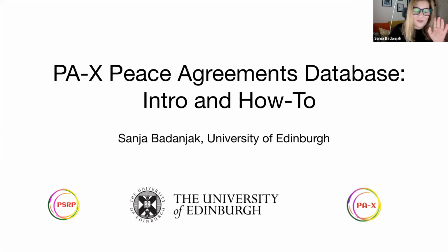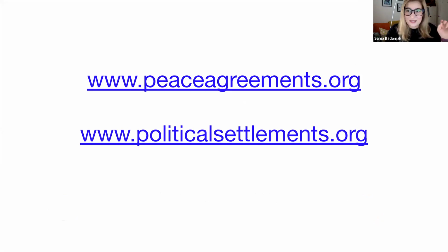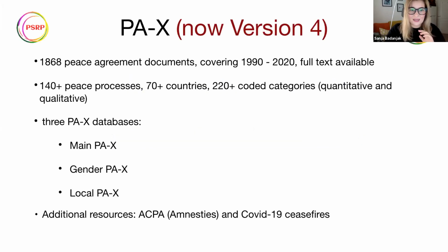So the PA-X Peace Agreements database can be found on our website, which is very easy to remember: peaceagreements.org. The website has a lot of features, and I will be going through a good deal of them today. We also at the PSRP curate and work on the politicalsettlements.org website, which covers all the work of the entire program and the program consortium. But let me start with the PA-X data.